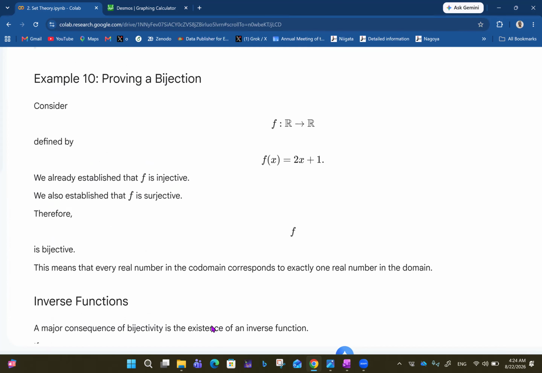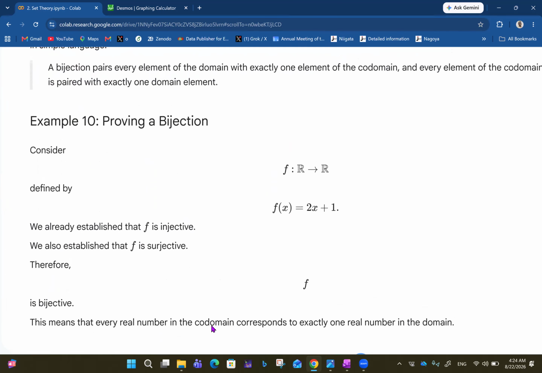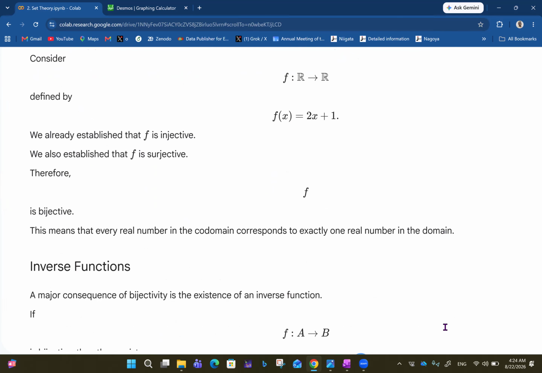Proving bijection: consider f maps R to R defined by f of x equals 2x plus 1. We already established that f is injective and f is surjective. Therefore, f is bijective. This means that every real number in the codomain corresponds to exactly one real number in the domain.